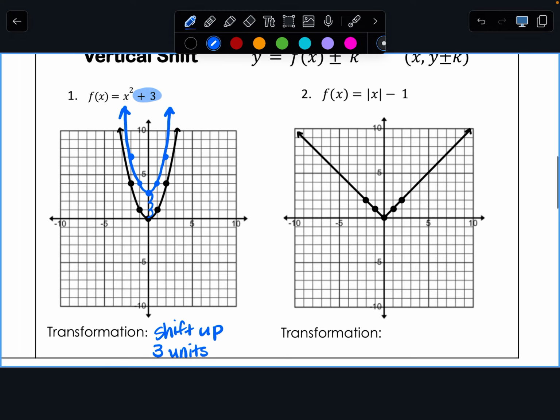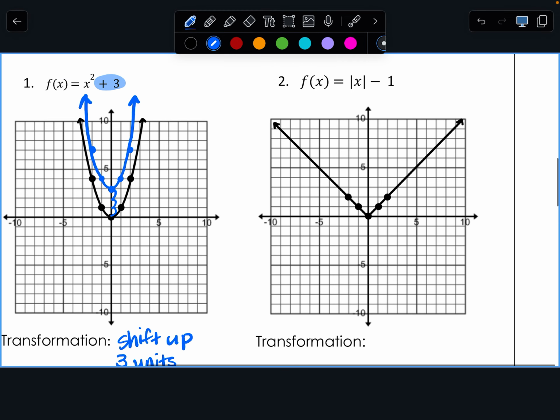Now here's an absolute value function. What is graphed is the parent function, f of x equals the absolute value of x. And we have now the absolute value of x minus 1, which would shift the graph down 1 unit. So my vertex moves down 1, and all of my other points move down 1.